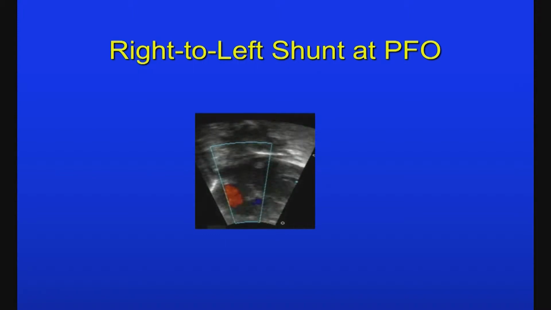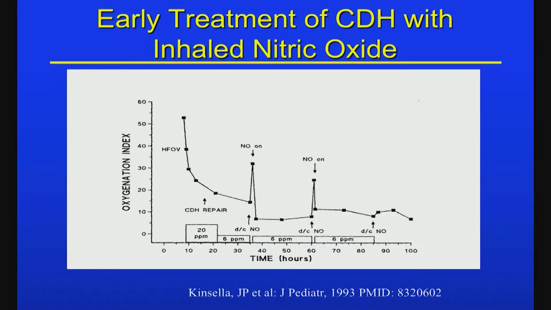So if the LV is not working well, you can certainly see a left to right atrial level shunt in babies with CDH. This is an early baby that we treated years ago, a baby with diaphragmatic hernia who we treated with high frequency oscillation first and then treated with NO. This shows the oxygenation index. As you'll recall, it's a number that suggests how much work one needs to do to get a particular PO2, involving the mean airway pressure, the FiO2, and the PO2. This baby had a nice response.